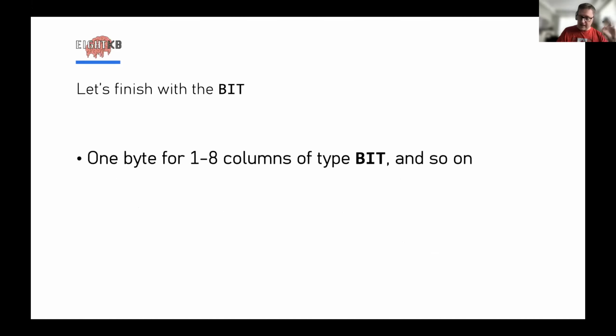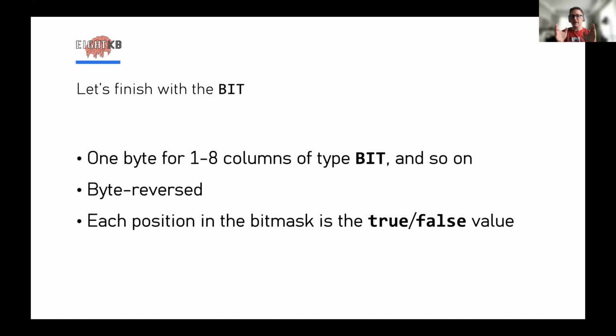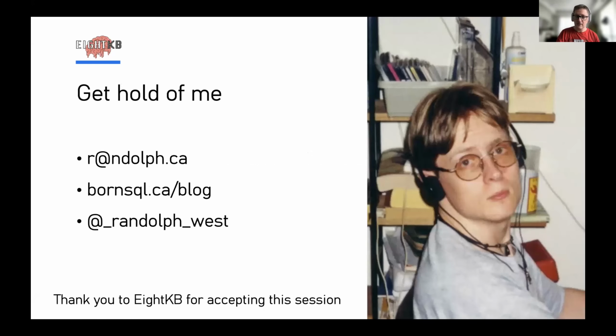As I said right in the beginning, anytime SQL Server stores a bit, it uses at least 1 byte. It doesn't ever just store the bits on their own. If there's more than 8 bits that it needs to store, then it creates another byte and starts again, and everything's stored in reverse. So when you've got a bit column, each position in the bit mask, and we looked at a bit mask right in the beginning with the row header, this is a similar concept. Each position is the true or false value. And that, folks, is that.